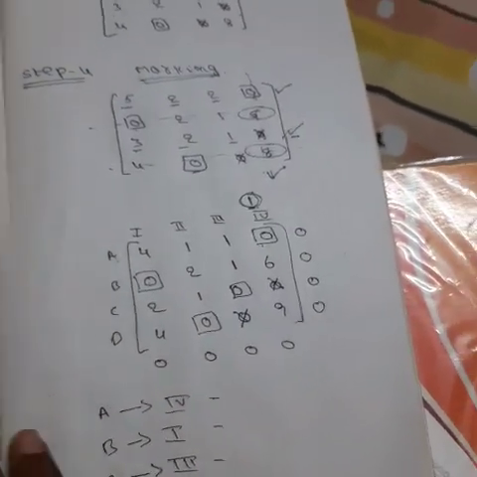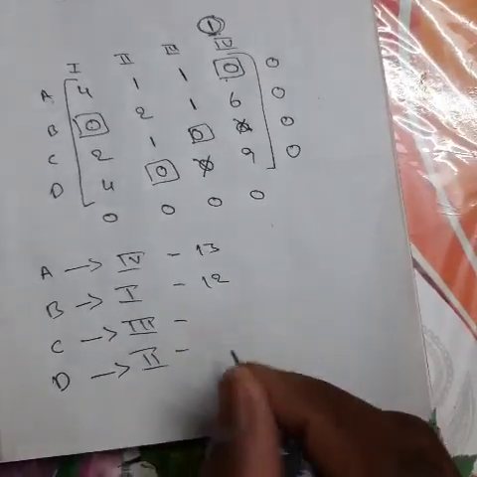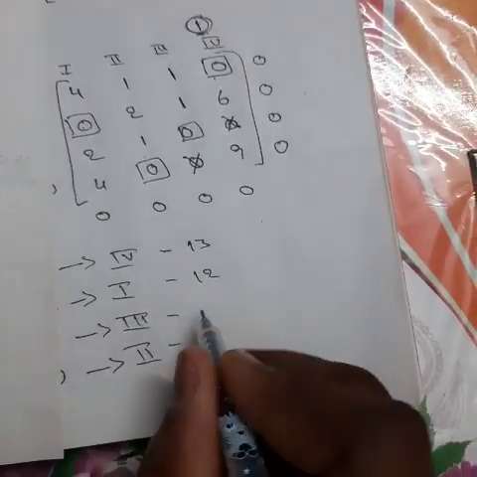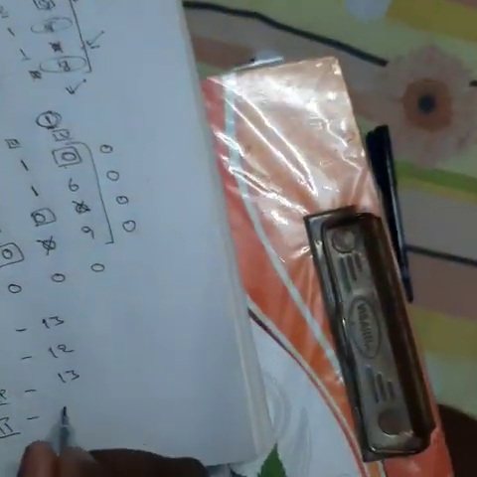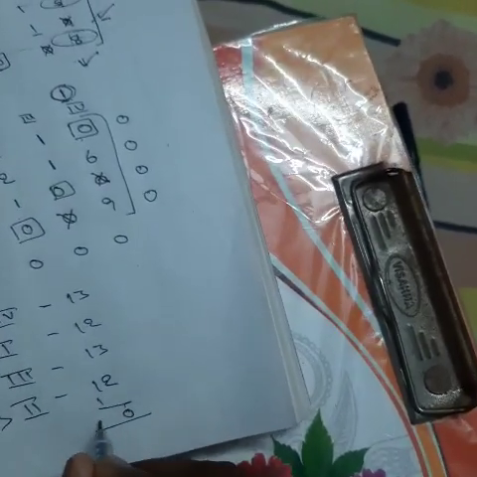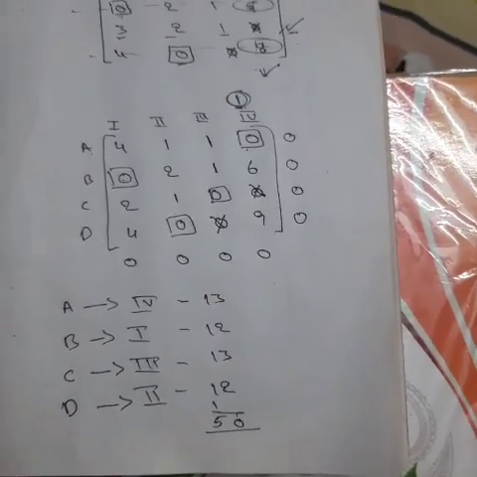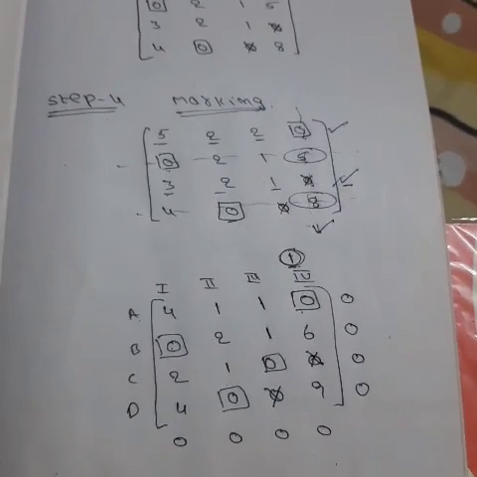by observing the original table, from the original table, A to 4 is 13, B to 1 is 12, C to 3 is 13, D to 2 is 12. So the total cost is 13 plus 12 plus 13 plus 12, the total cost is 50. So this is called the Hungarian method for solving any assignment problem.